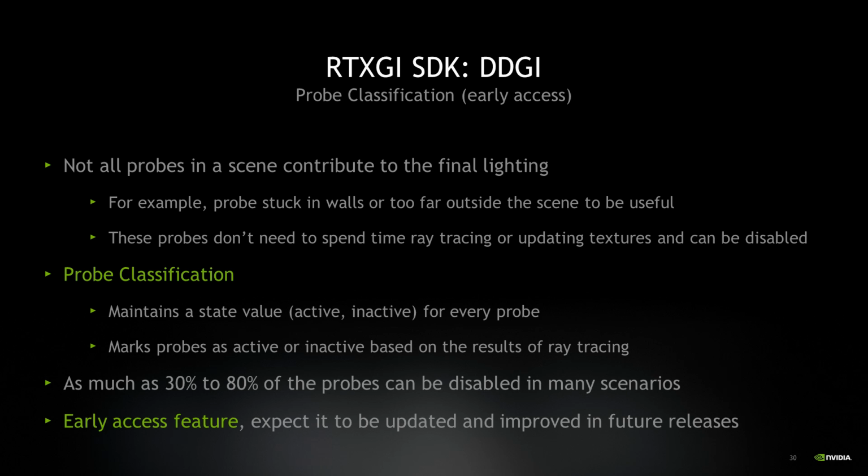The probe classification feature maintains a per probe state value that marks the probe as either active or inactive. Inactive probes don't need to ray trace and update textures at the same frequency as active probes, and they may not need to do anything. In many scenarios, like open worlds or large sparse spaces, anywhere from 30 to 80% of the probes can be marked as inactive. Like probe relocation, this feature is in early access, so do expect it to evolve and improve in future releases.